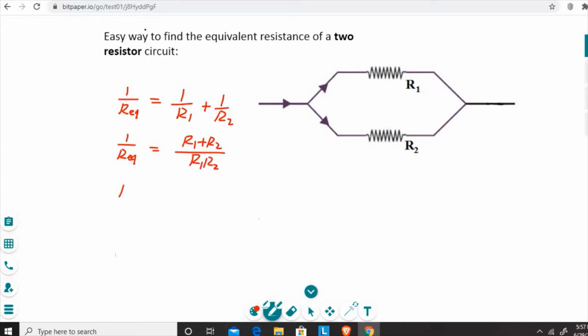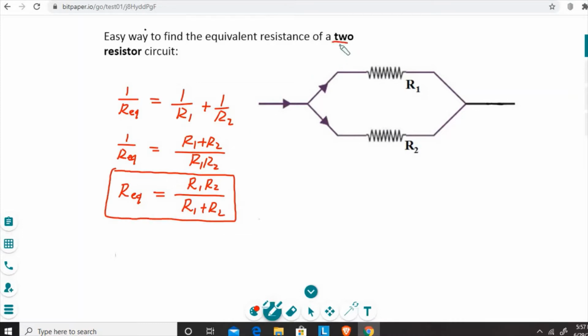Okay, now I'm going to take the reciprocal to solve for the equivalent resistance, and we'll get R1 times R2 divided by R1 plus R2. Now what does this mean? So this is the equivalent resistance for two resistors. This applies only for two resistors. When two resistors are in parallel, so you can see this circuit here, these two resistors are in parallel. This is called a parallel circuit. Okay, so when they are in parallel, this is how you find the equivalent resistance.